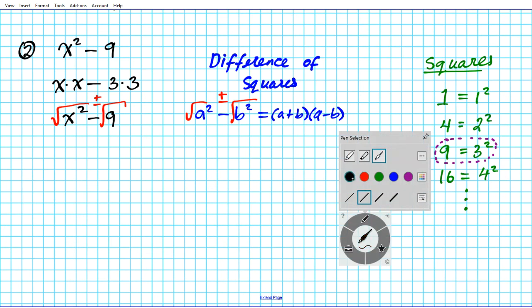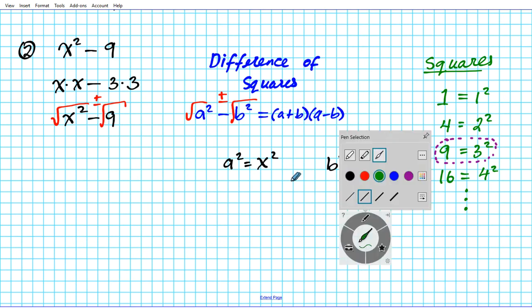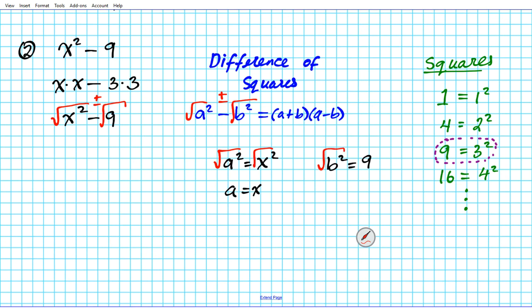Okay? So this is what I'm doing. I'm going to set it to the side here. I have a squared is equal to x squared, and b squared is equal to 9. We have a squared and b squared because we have two squares. When you take the square root of both sides here, what do you get? You end up with a is equal to x. How about on the other side here? If you take the square root and the square root, you end up with b is equal to 3.